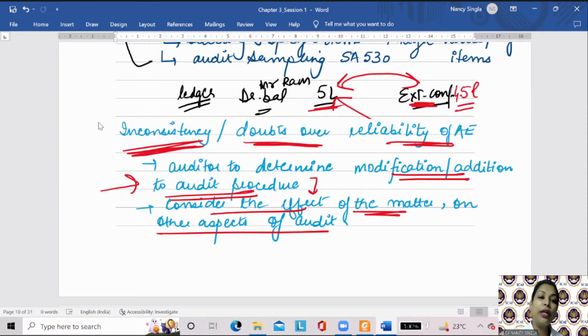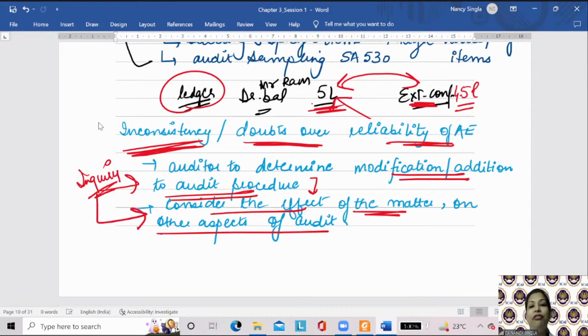Let's say auditor then discussed with the management. See, when he saw that there is a difference, 5 lakhs and the other party saying 4.5 lakhs, he discussed it with the management. So when he's discussing, he's doing what? He's performing inquiry. This is again what? An audit procedure. Right? Based on that, if he's satisfied, accordingly, he'll consider its impact on the other aspects of audit. So let's say if he's not satisfied, then he'll check other balances also in detail. So he'll consider the effect of that matter on other aspects of audit.